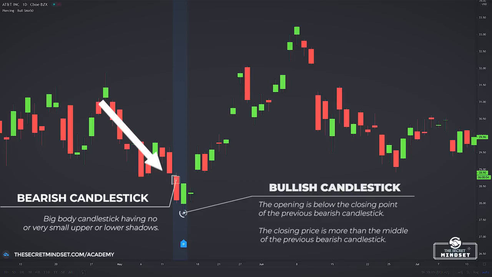Next, there is an increase in demand by the bulls and the price starts rising. At the end of the day, because we are on a daily time frame, the bulls are successful in making the price rise, and the closing price is more than the middle of the previous bearish candlestick.